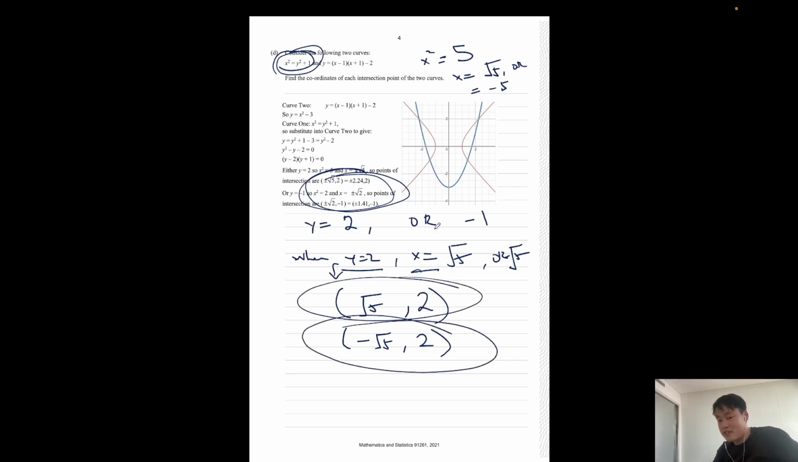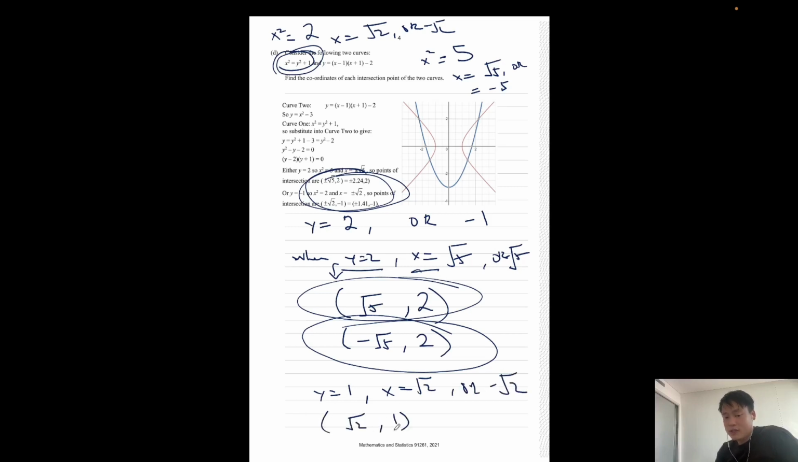Next answer is when y is equal to negative 1. Just means what? x squared is equal to negative 1 squared plus 1, which is 2. So x is equal to square root of 2 or negative square root of 2. When y is equal to negative 1, x must be equal to square root of 2 or negative square root of 2, which means it's just square root of 2, comma negative 1, and negative square root of 2, comma negative 1.